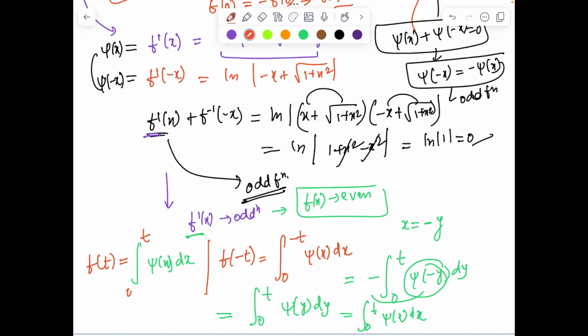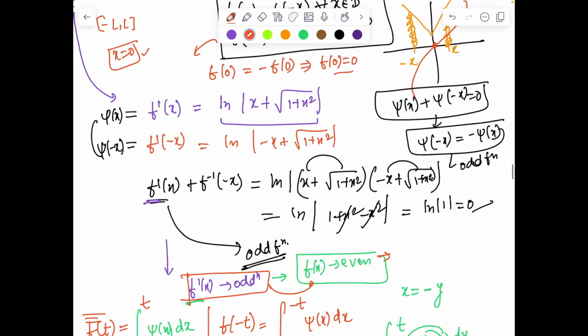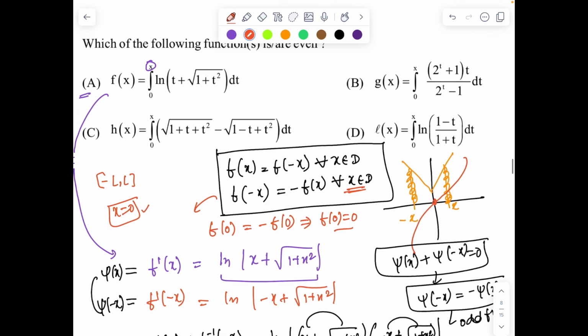So by this logic, what I have proven is, if f dash x is an odd function, then by the fundamental theorem of calculus, integration 0 to x of f dash x dx, which is f of x, is an even function. So from here, the first answer holds true. Similarly, you can check the second option.